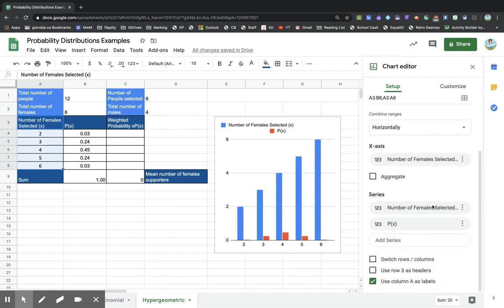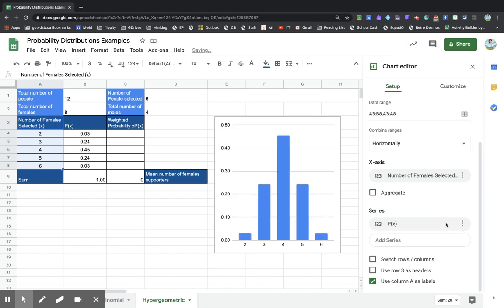If we go down to our series, now you can see it's plotting number of females selected, which is our column A, and it's plotting P of X. We don't need it to be graphing the number of females selected in terms of those values. That's what those blue bars are. So we want to get rid of those blue bars. Now we have this, and you can go through and add your labels for your y-axis and your x-axis and your title as well through Customize. So be sure to do that. Okay, next what we're going to look at, I'm going to zoom back in.